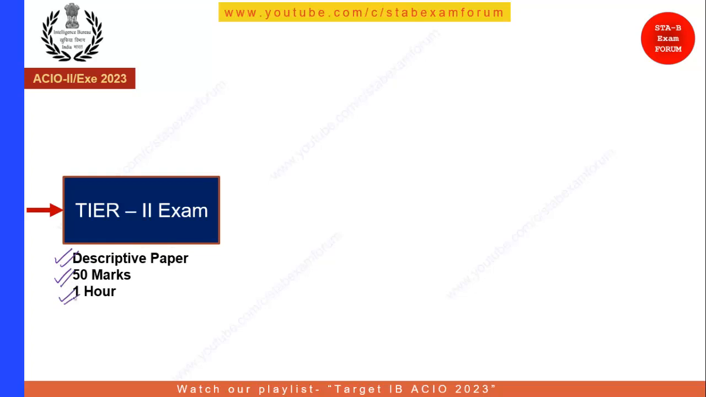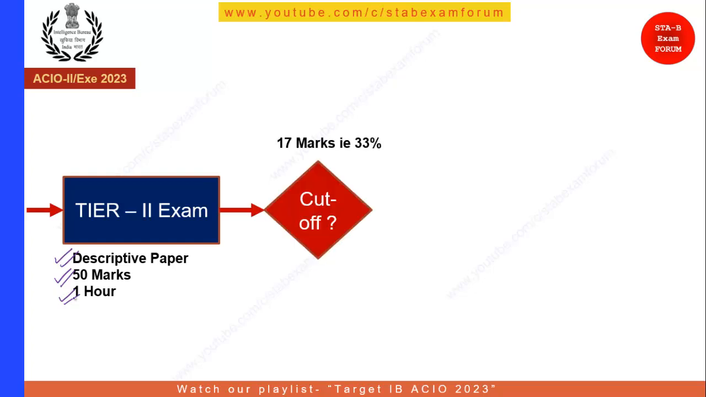Negative marking, definitely there is no sense. Again, for going through this tier 2 exam, there will be a cutoff. The minimum marks required for you to go into the merit is 17 marks. 17 marks out of what? 50. Which is 33% obviously. If you are not able to clear that cutoff, again your journey stops. So you have to look for another notification, another exam, right?